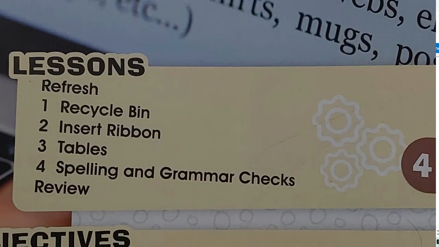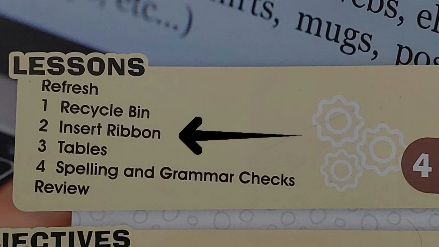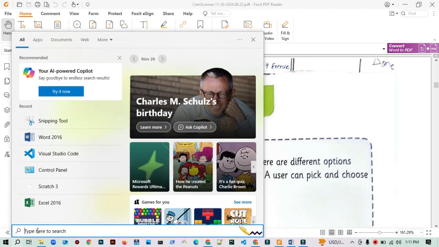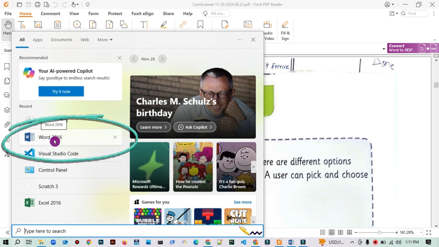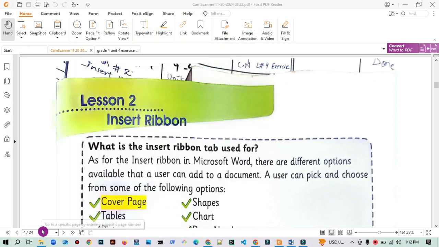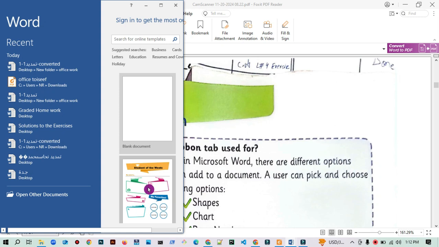Now let's move on to the next lesson, which is about the insert ribbon. First I am going to open a Word document. On your search bar, if you already have Microsoft Word, you can see it in the recent list. If you don't find it, you can simply write Microsoft Word, or just write Word 2016, and it will automatically come up. Now just press enter and Microsoft Word is going to open.